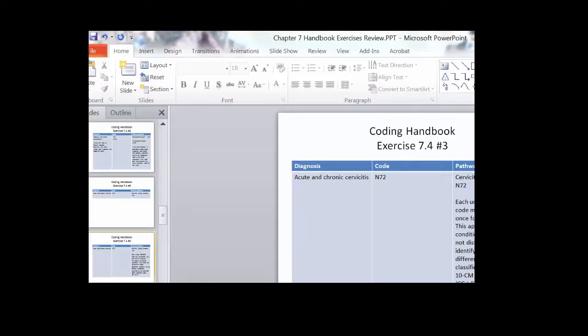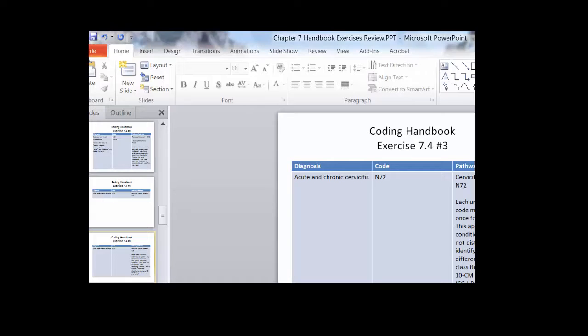I remembered after I closed part 1 that I did not go over the guideline that would be applicable in the case of acute and chronic cervicitis. Each unique ICD10CM code may be reported once for an encounter. So this applies to bilateral conditions when there are not distinct codes identifying laterality, or two different conditions, which is true in this case of acute and chronic cervicitis, two different conditions classified to the same ICD10CM diagnosis code. So in other words, you only report it once. And that's coding guideline 1B12.